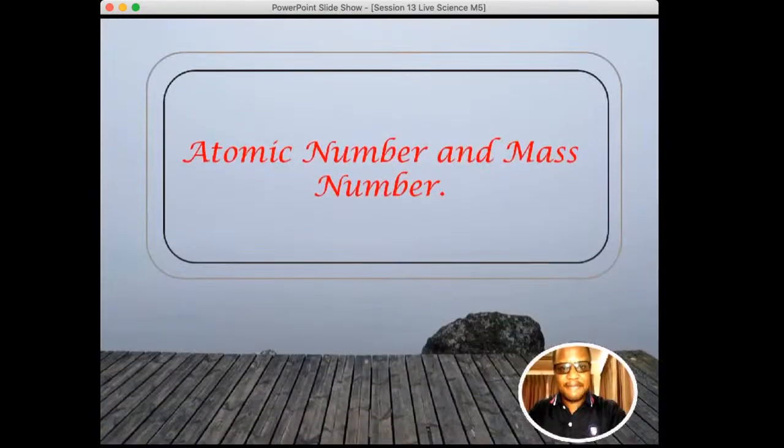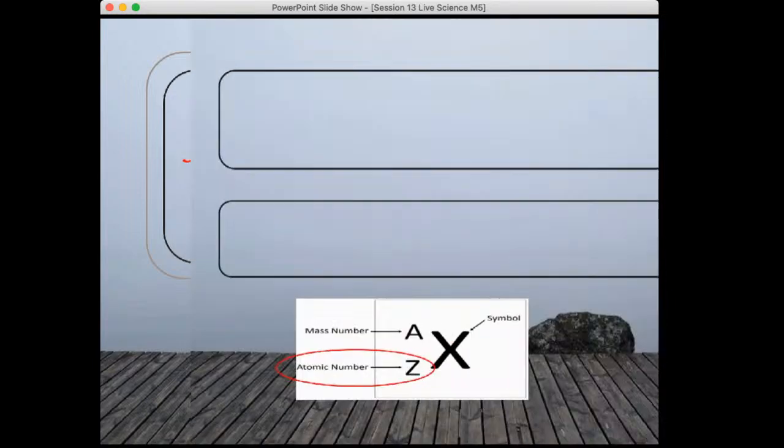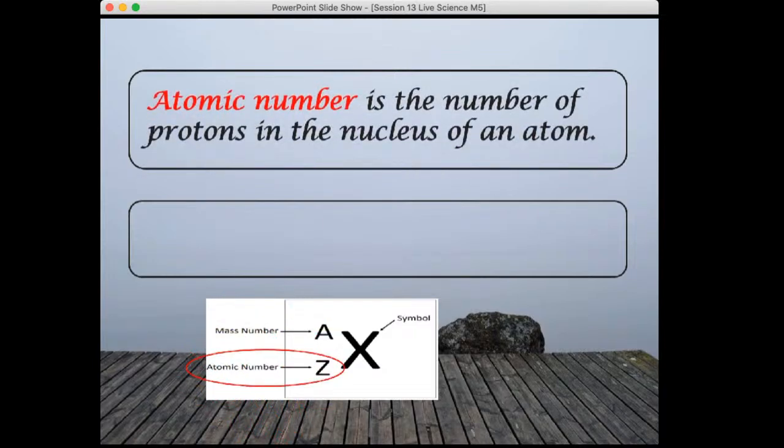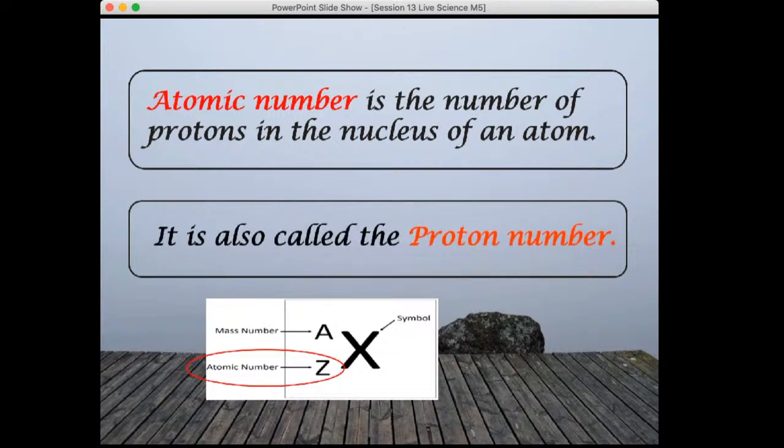The atomic number, also called the proton number, and the mass number, also called the nucleon number. Atomic number is the number of protons in the nucleus of an atom. It is also called the proton number. It is written in subscript and it is indicated by the letter Z. All atoms of an element have the same proton number.